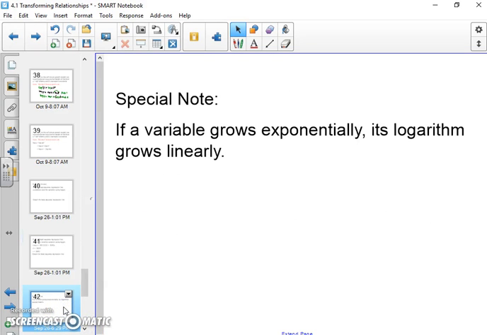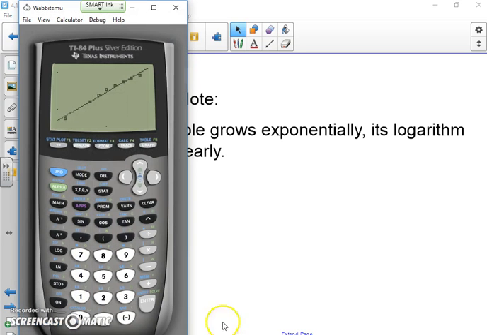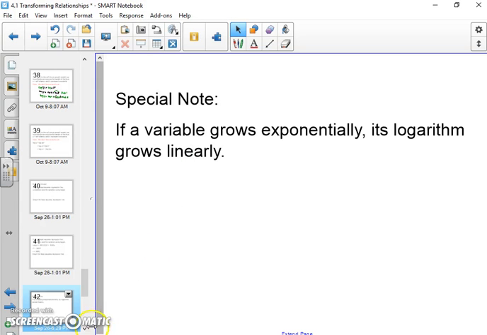Now, special note, if a variable grows exponentially, its logarithm will grow linearly. So again, the original data for this, we can tell that it was going to grow exponentially, so applying log is supposed to make it more linear. That scatter plot looks pretty linear to me. In fact, most of the points land right on the least squares regression line or really, really close to it, which is a good thing.